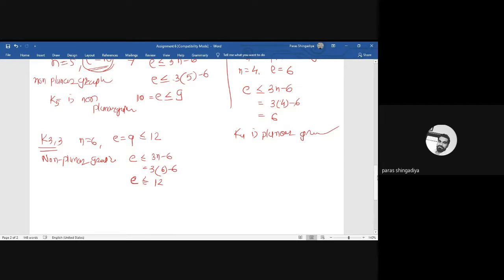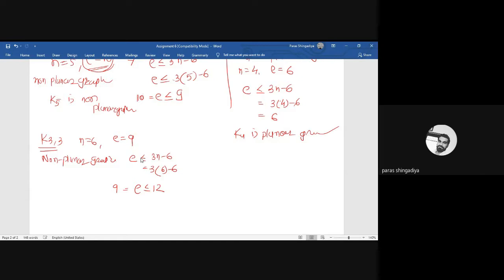For all such graphs, we cannot use this formula. Clear? It is not verified in all graphs. So here we get the answer equal to 12. And how many edges are there in this actual graph? There are 9 edges. So 9 is less than or equal to 12, that is correct.